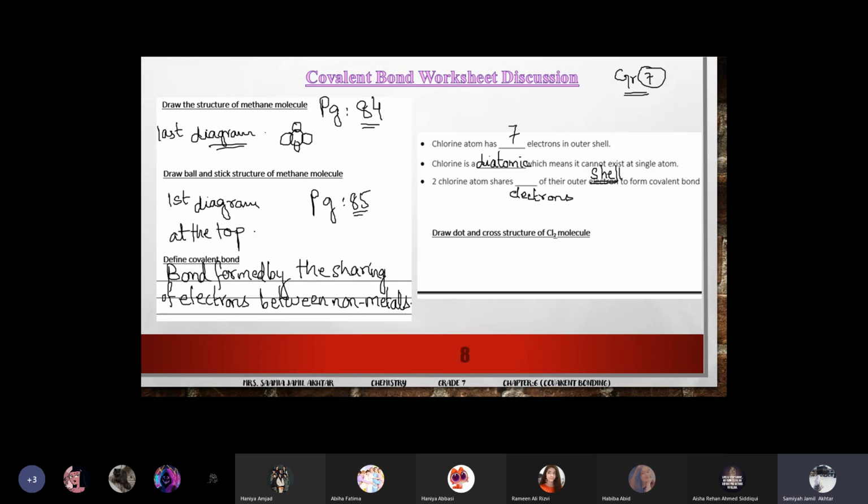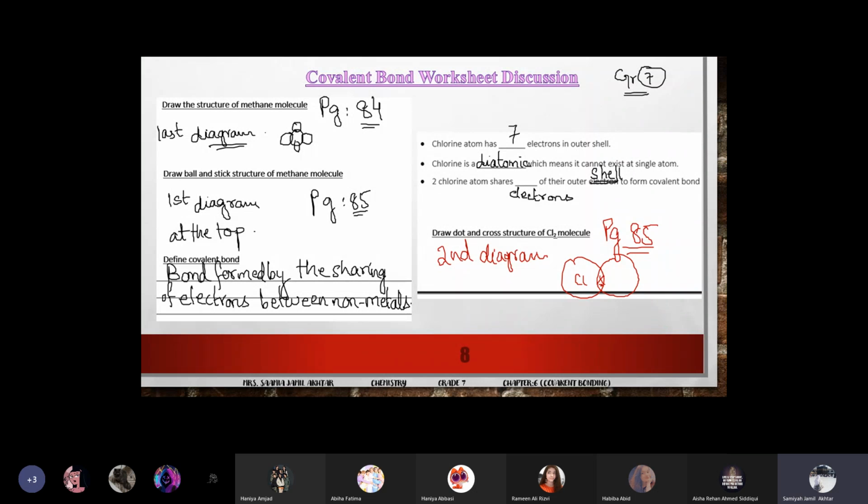Okay, dot and cross structure for chlorine molecule. For this one, I hope all of you or most of you have completed the worksheet. Just check that for chlorine, the diagram is on page 85. I think it's the second diagram, the dot and cross diagram for chlorine, where there are two chlorine atoms, and they are sharing their one electron.